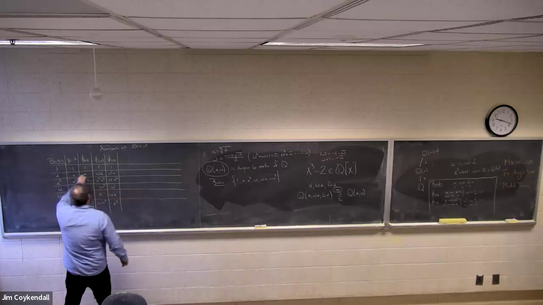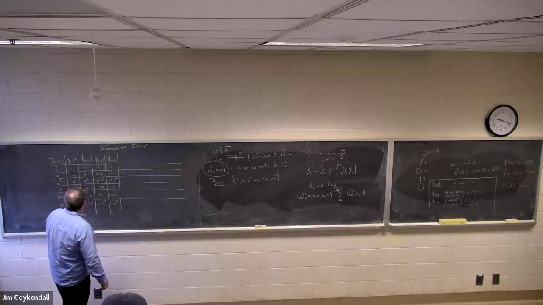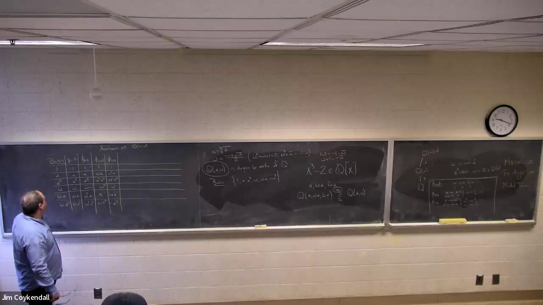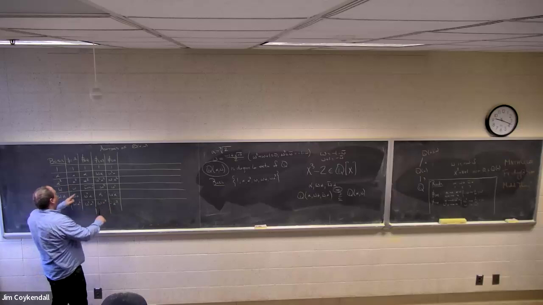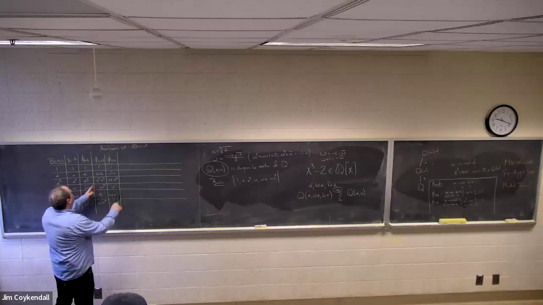Now, we've done 4 out of 6 possibilities. Notice that they've all given us something different. These two are definitely distinct. These two are distinct. These two are distinct. And these two are distinct.